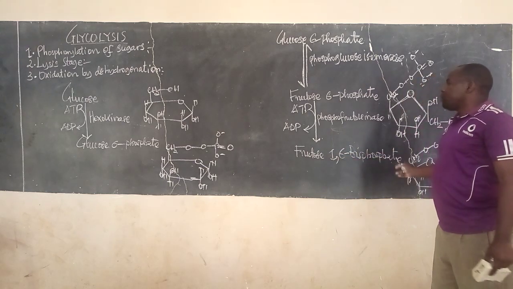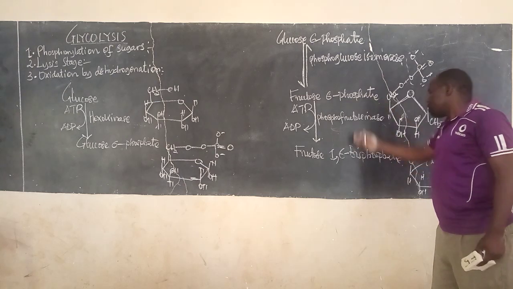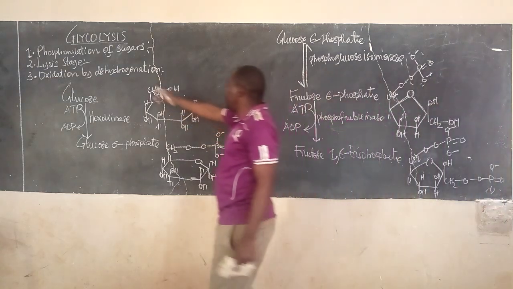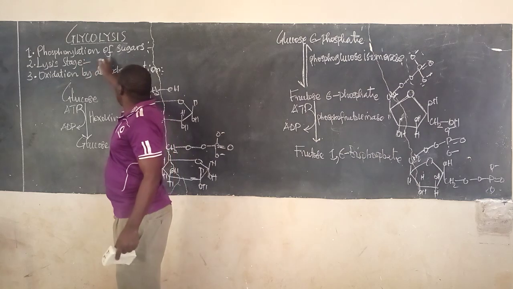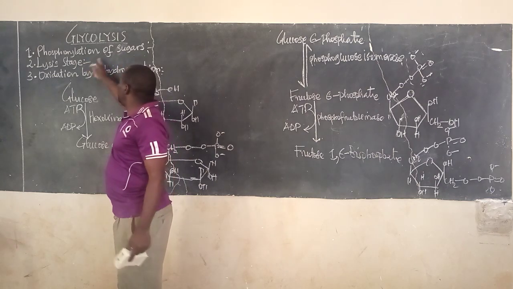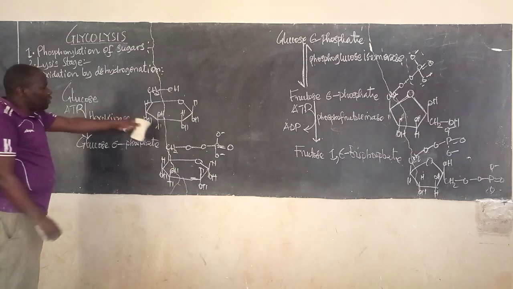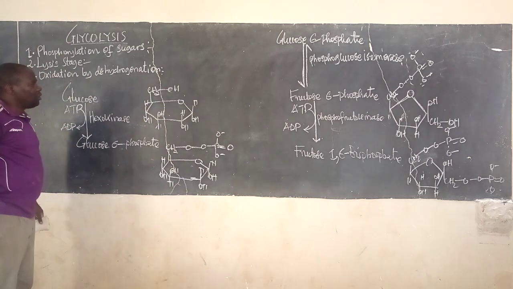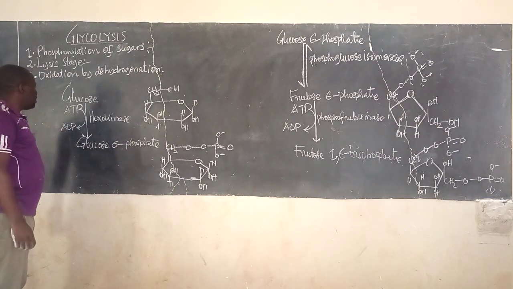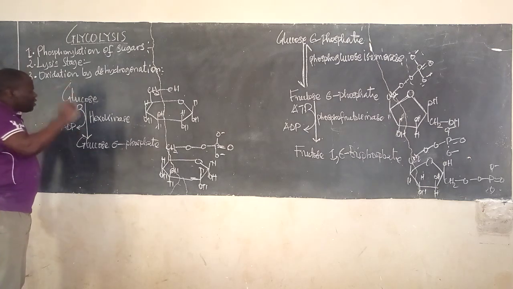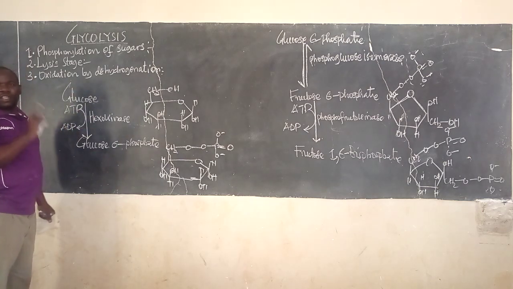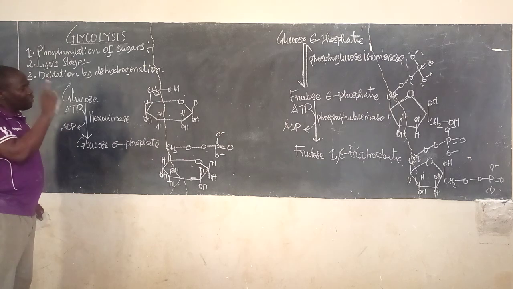So this is the end of our first stage known as phosphorylation of glucose. The significance of this first stage, as I want to say, is that first of all it activates glucose inside the cell.